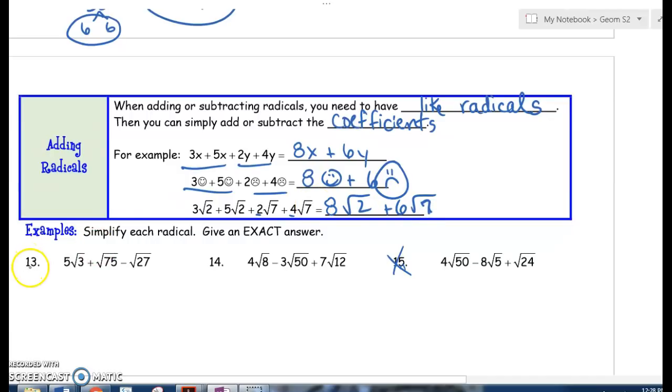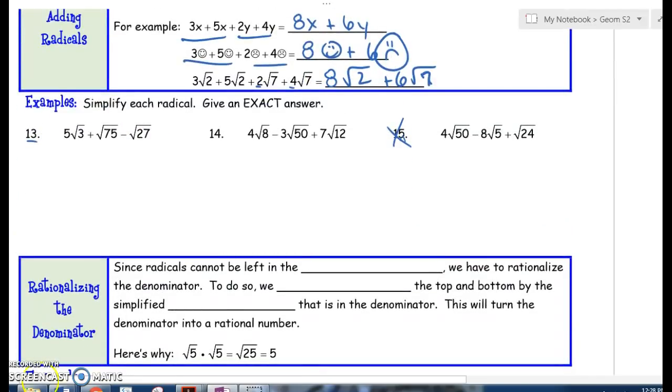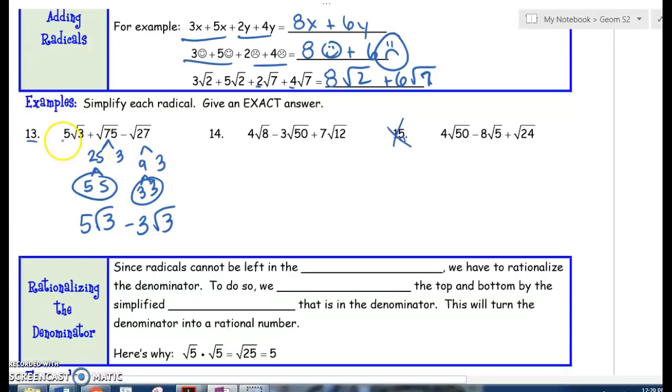So when you do something like number 13, it looks like nothing can combine because none of them have the same number under the radical. However, what you can do is you can simplify a little bit. So 75 breaks down to 25 times 3. 25 breaks down to 5 times 5. So you have 5 root 3. The 27 breaks down to 9 times 3, or 3 times 3 for the 9. So you got a pair of 3's and a leftover 3. Notice there's a minus there. And then we still have 5 root 3 at the beginning.